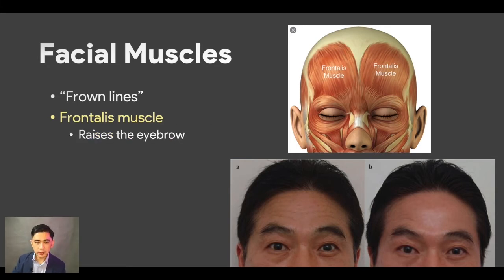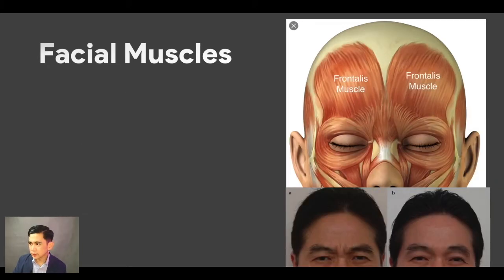The frontalis muscle raises the eyebrow. So after Botox, if you target and paralyze the frontalis muscle, you notice that there is an improvement of the wrinkles of the forehead. Now let's go to another set of muscles in the forehead. These are what we call the glabellar frown lines.